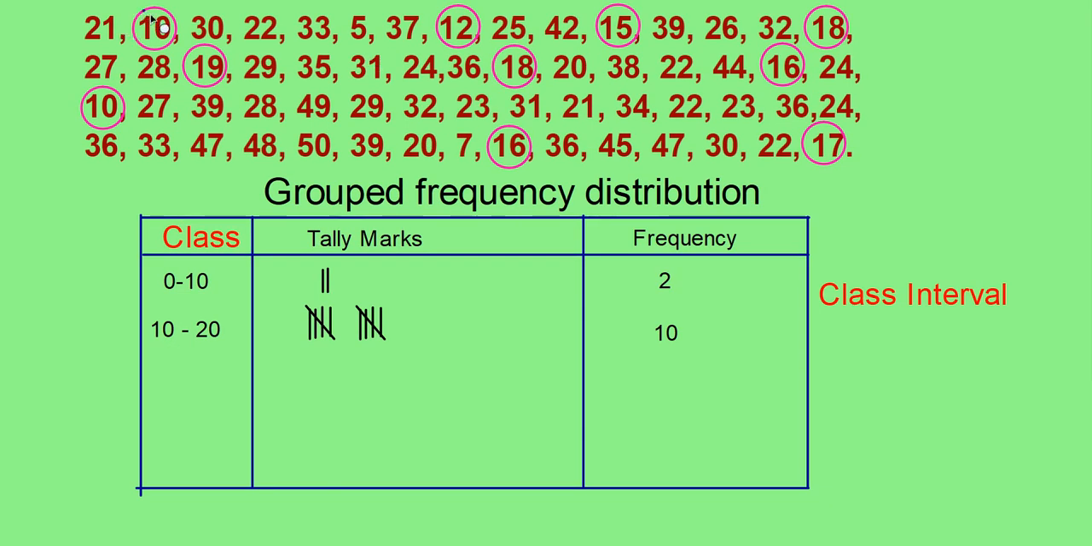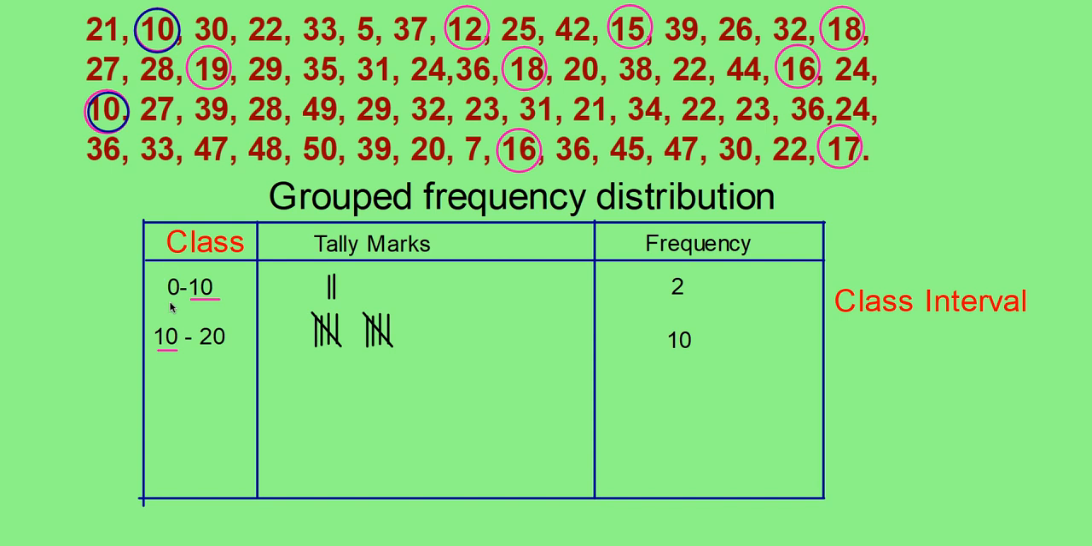Here you can see that the mark 10 comes 2 times, and you can find 10 in each class. So which class can the 10 actually be included in? Here 2 classes are there, 0 to 10 and 10 to 20. Normally this 10 belongs to the upper class, that is 10 to 20.